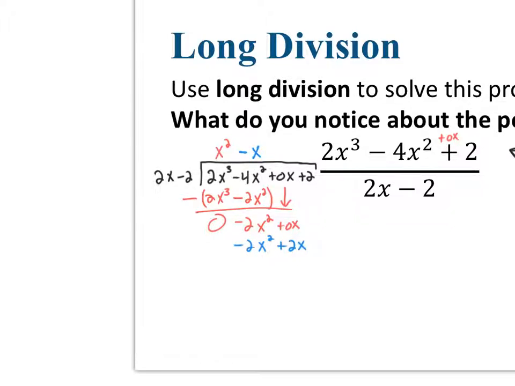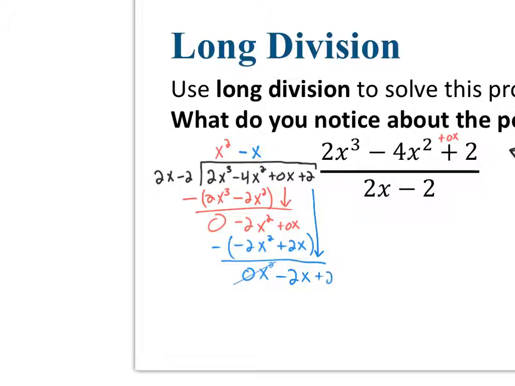And then again I'm subtracting, and when I'm subtracting, it's negative 2x squared minus negative 2x squared, like a double negative. That ends up being 0x squared, or just 0. And then 0 minus a positive 2x is a negative 2x, and then the next term comes down.